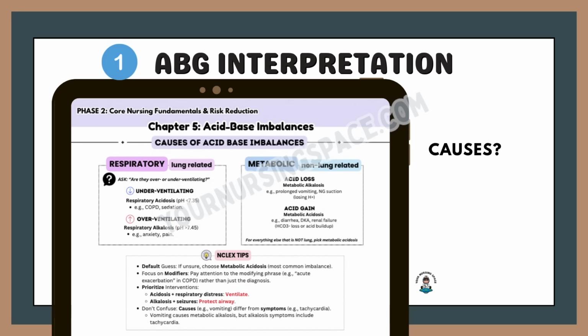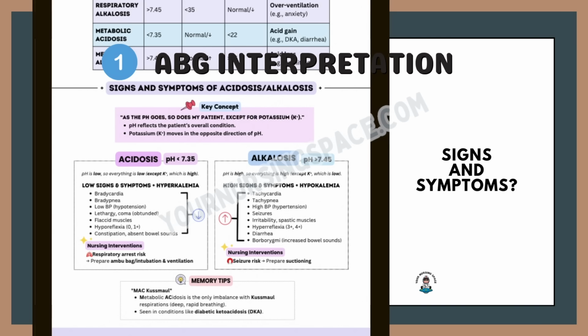NCLEX tips and tricks here. If you are not sure what it is and it is not respiratory, then choose metabolic acidosis. Higher chance to get it right. Signs and symptoms depend on the problem. Remember this key concept: as the pH goes, so does my patient.